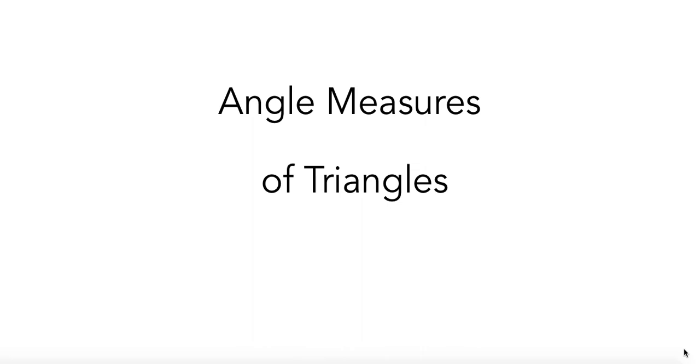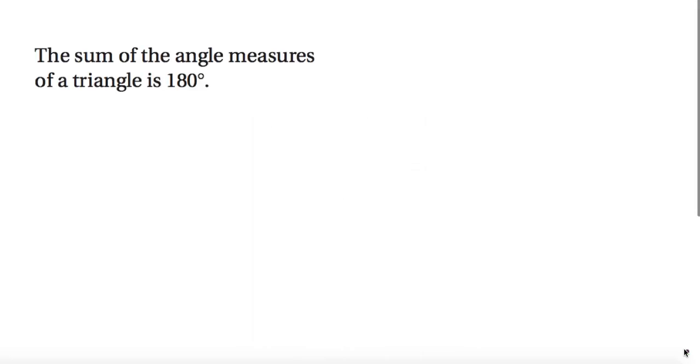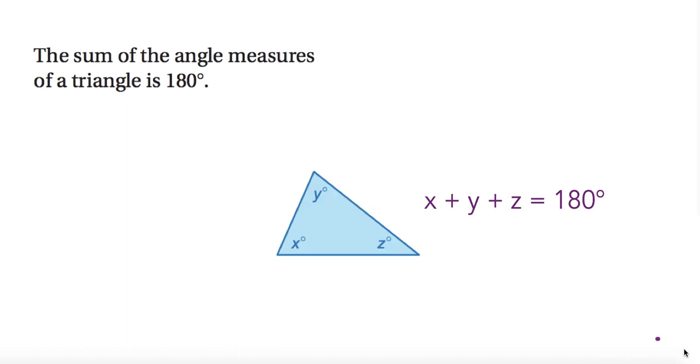Today we are going to be talking about angle measures of triangles. So we know the sum of the angle measures of a triangle is 180 degrees. Let's take a look at our model. If I'm given a triangle with the angles x, y, and z, I can write x plus y plus z is equal to 180 degrees.